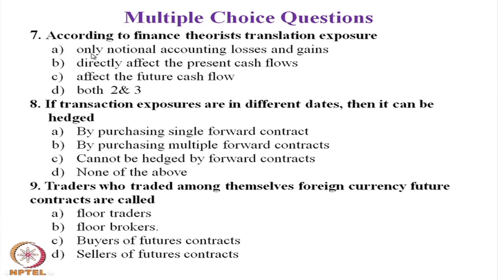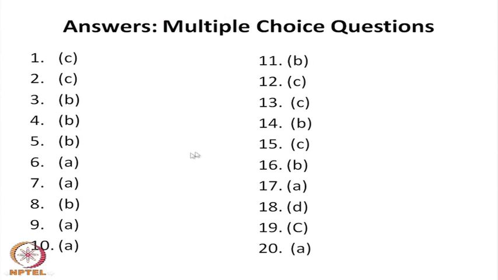So, here it does not affect the asset and liability of the company, it does not affect the value of the company, it is an adjustment in the process of accounting norms. So, the question number 7 answer is A, only notional accounting losses and gains. The question number 8 answer is B.